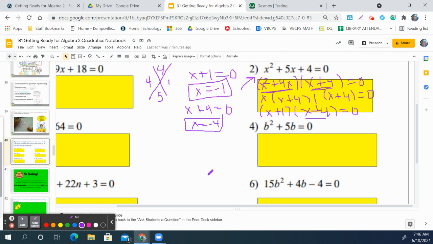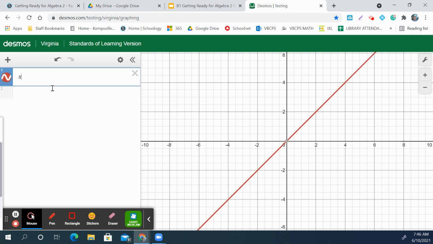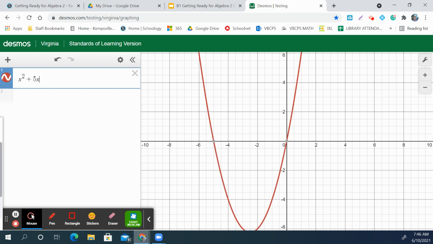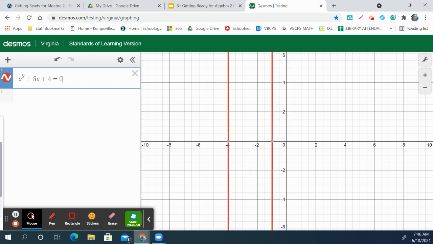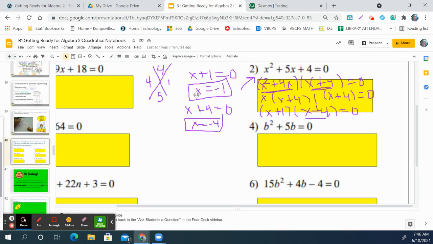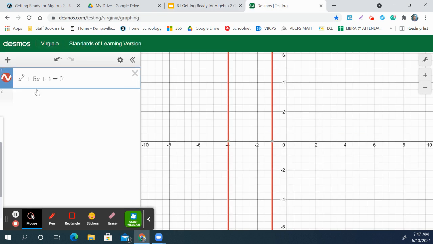If you put that into Desmos, and I'm just going to show you real quick. This is x squared plus 5x plus 4. X squared plus 5x plus 4 equals 0. We've got that -4 and -1. So you can also always put these into Desmos and see what you get. X equals -1 and x equals -4. You just type that equation in exactly the way you see it, and boom. Okay.